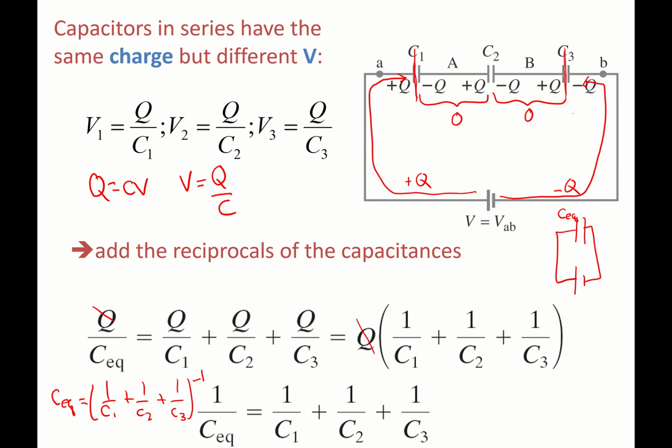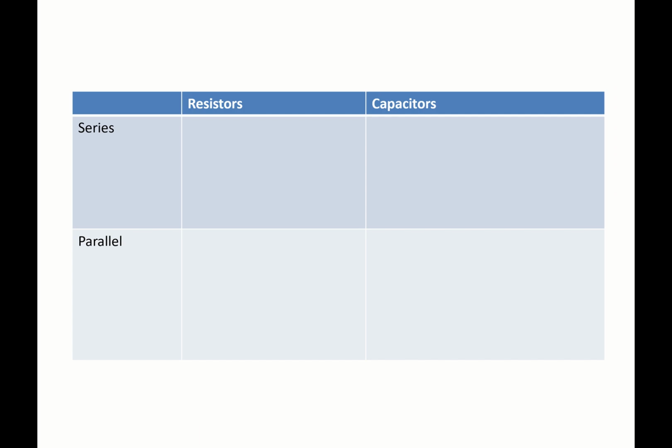So it's important for us to realize that capacitors and resistors don't behave the same when they're in circuit. So resistors in series, remember I is the same and V is different.